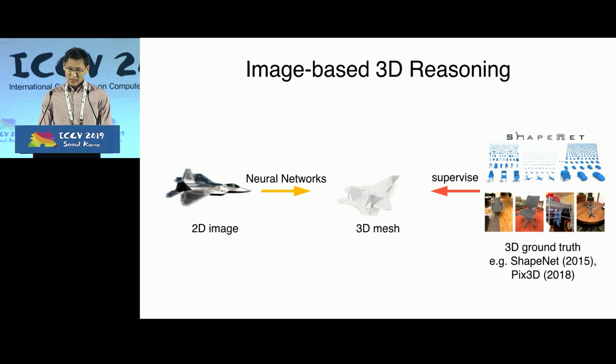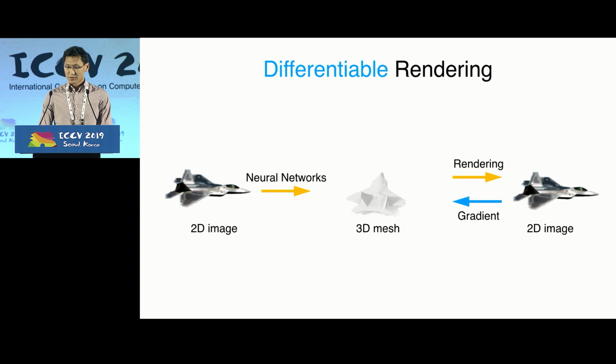As rendering simulates the physical process of image formation, by inverting the rendering process, we can directly infer 3D properties from 2D images without relying on 3D ground truth. However, making rendering differentiable is not a trivial task.